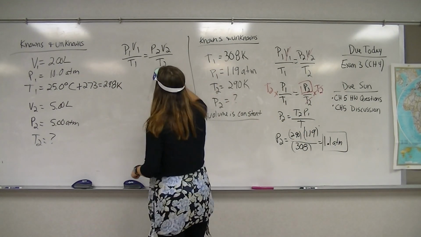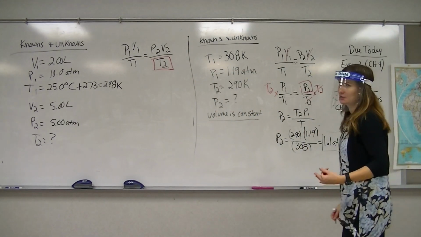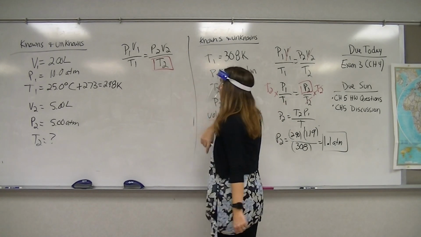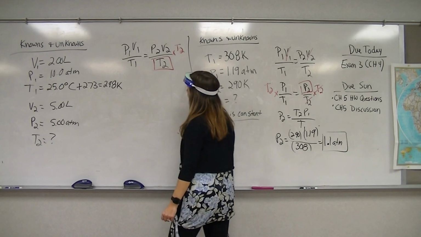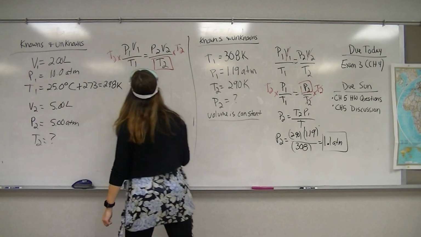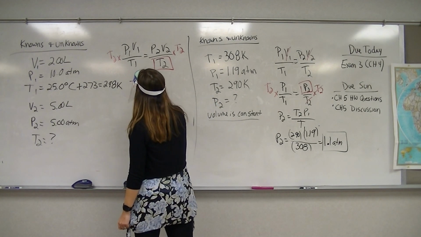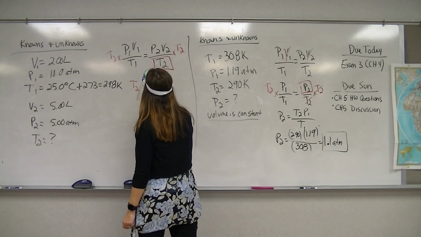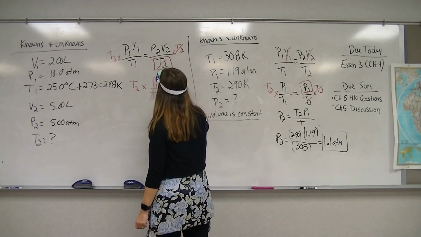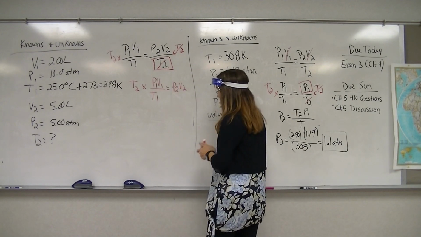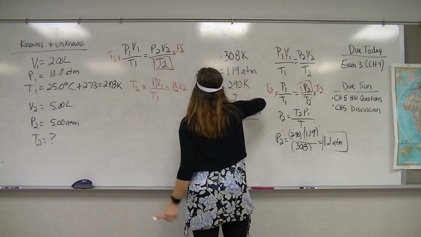I need to get T2 by itself. Well, it's in the denominator. So my first step is to get T2 up in the numerator. To do that, I'm going to multiply by T2. So I get T2 times this whole thing, and then T2 over T2 cancels over here. So now I have this. Okay, T2 is still not by itself, but it's up in the numerator, and that's where I need it to be.